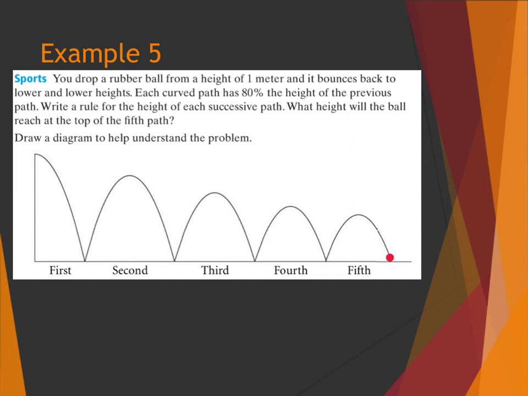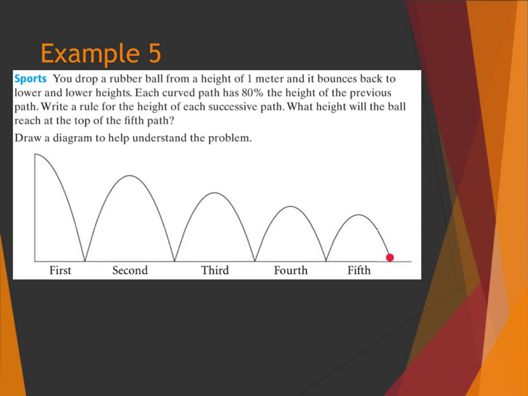And my last example for today says that you drop a rubber ball from a height of 1 meter and it bounces back to lower and lower heights. Each curved path has 80% of the height of the previous path. Write a rule for the height of each successive path, and then we want to find the height the ball reaches at the top of its 5th path.